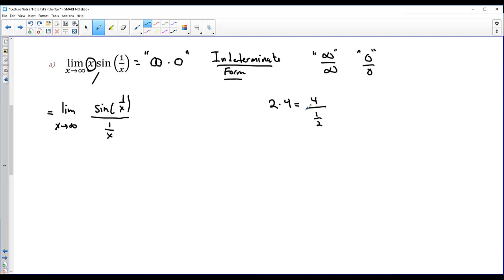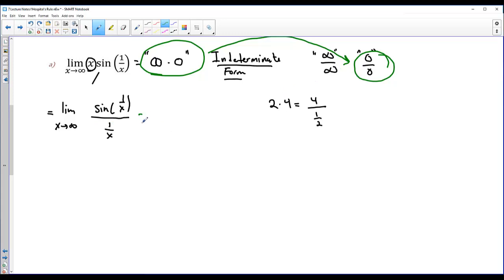Now, I know normally you wouldn't do this, but we do it in this case because it's going to take this indeterminate form and turn it into that indeterminate form. And once we have that indeterminate form, we can use L'Hopital.